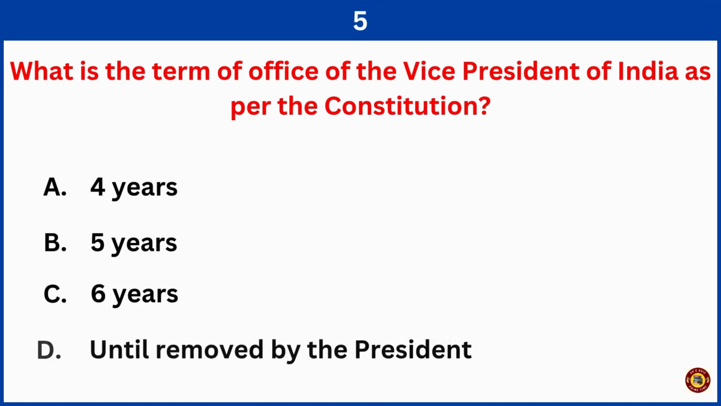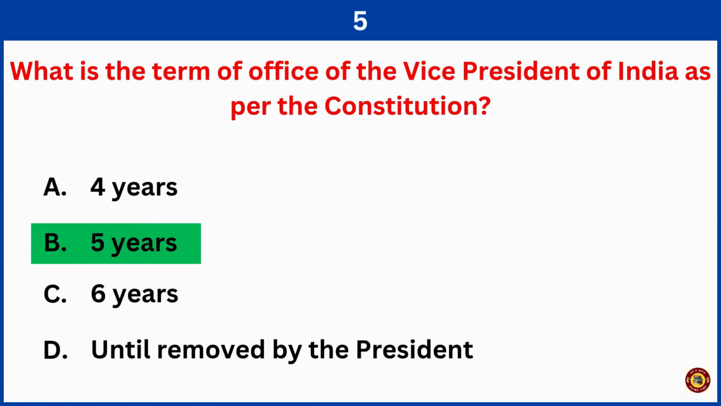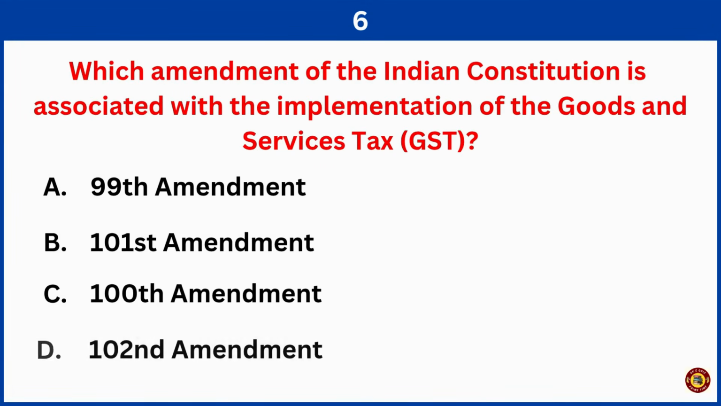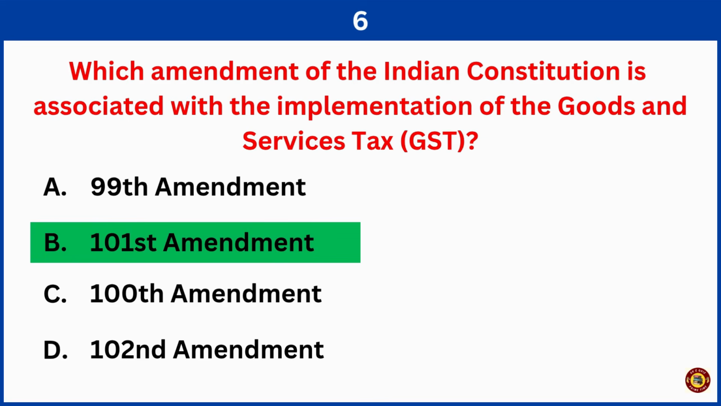What is the term of office of the Vice President of India as per the Constitution? Correct answer is option B, 5 years. Which amendment of the Indian Constitution is associated with the implementation of the Goods and Services Tax? Right answer is option B, 101st Amendment.